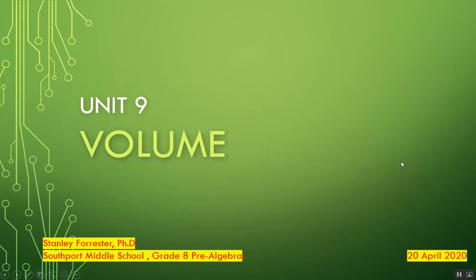So let's turn this camera around, and we'll take a look at the slides that we have, okay? This is unit 9, volume. It's part of the geometry sequence. So let's just move on through this, okay?